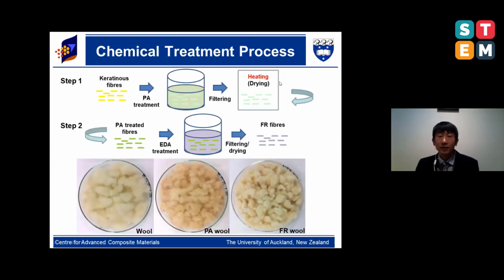This is the practical process of the flame retardant treatment. So when we treated the phosphoric acid to the wool fiber, the color of the fiber changed a little bit to light red. But when we treated reactive amine, then the color was recovered like this.